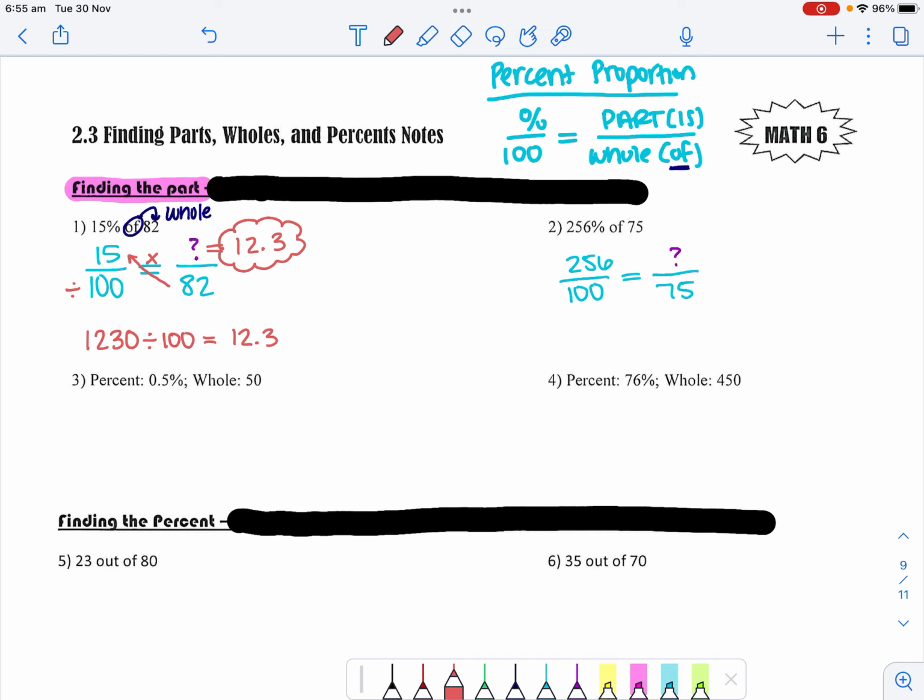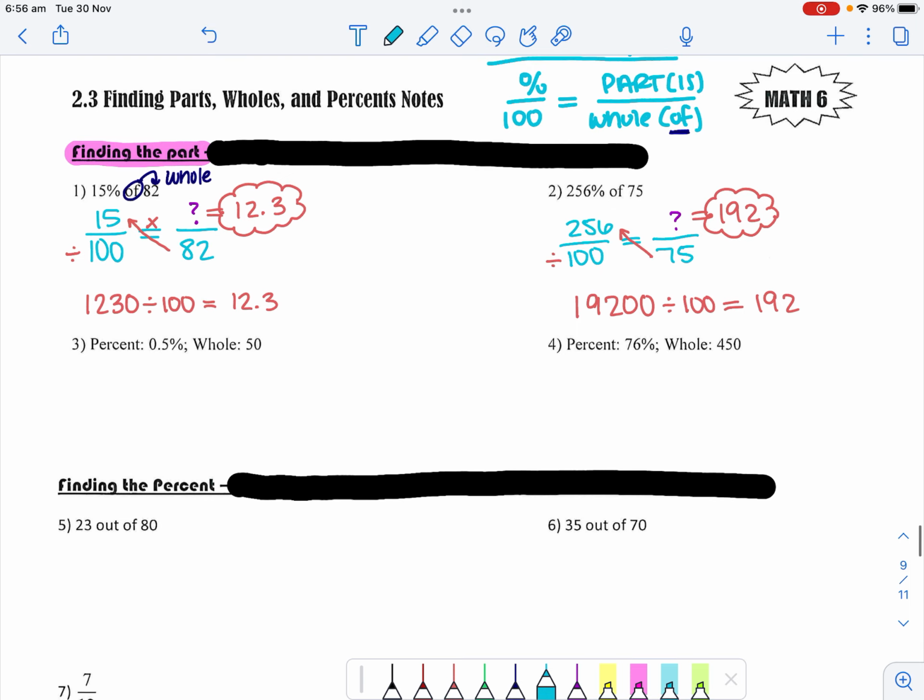Now this percent is really big, so I'm going to expect that my answer to that question mark, the number that fills in that space, is going to be bigger than 75. So 75 times 256 is going to be 19,200. And then I'm going to divide by what's left over. So divided by 100 is going to equal 192. So my question mark is equal to 192. 256 is more than double 100. 192 is more than double 75. We're filling in that equivalent fraction.